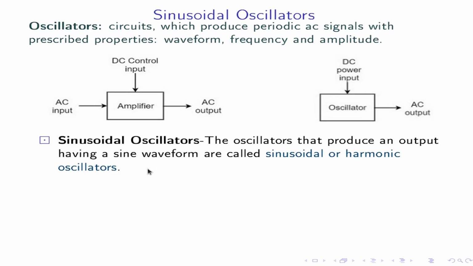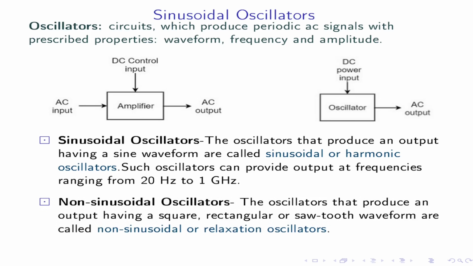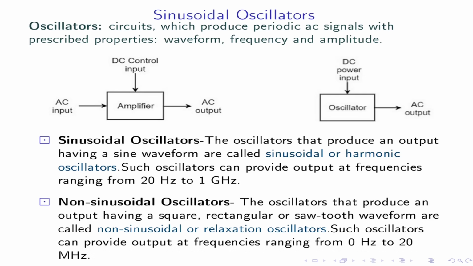They are called sinusoidal or harmonic oscillators. They can produce a frequency ranging from 20 Hz to 1 GHz. Non-sinusoidal oscillators produce square wave, rectangular or sawtooth waveforms. They are also known as relaxation oscillators. They can produce frequencies ranging from 0 Hz to 20 MHz. Now we are discussing only about sinusoidal oscillators.